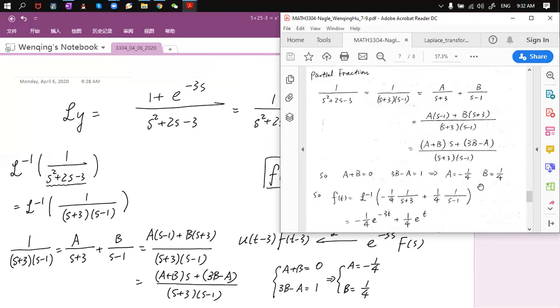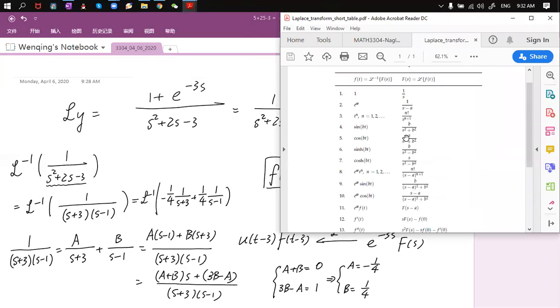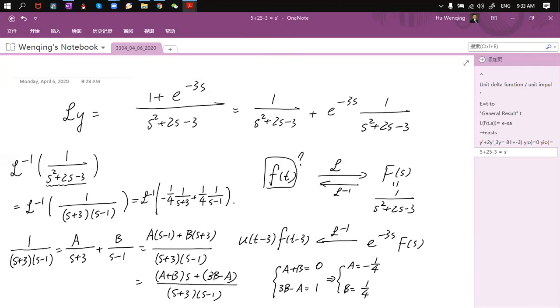With this partial fraction decomposition at hand, you can see that this is nothing but the inverse Laplace transform of minus 1/4 over s plus 3 plus 1/4 over s minus 1. Then you should look at the table again. The table tells you that 1 over s minus a transforms back to e power at. So in the end, the result is minus 1/4 e power minus 3t plus 1/4 e power t. That's the inverse Laplace transform of F.